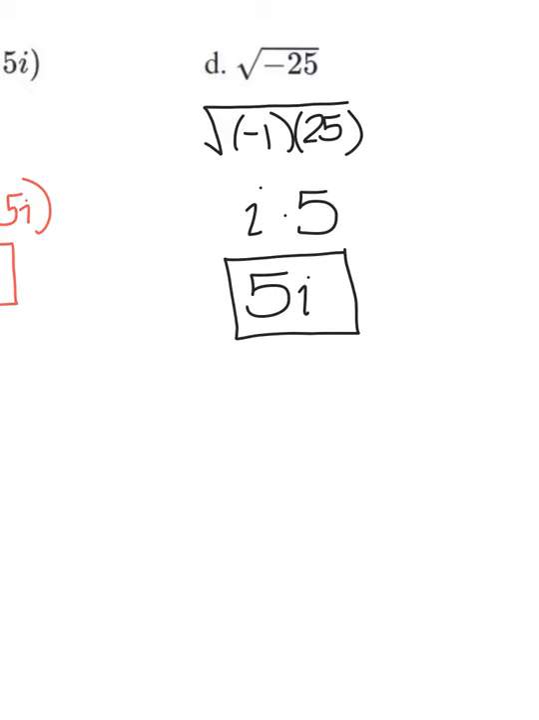We always put the coefficient first, and then the I will go second, even though the I isn't really a variable because it always stands for the square root of negative 1. And that is a simplified form of the square root of negative 25.